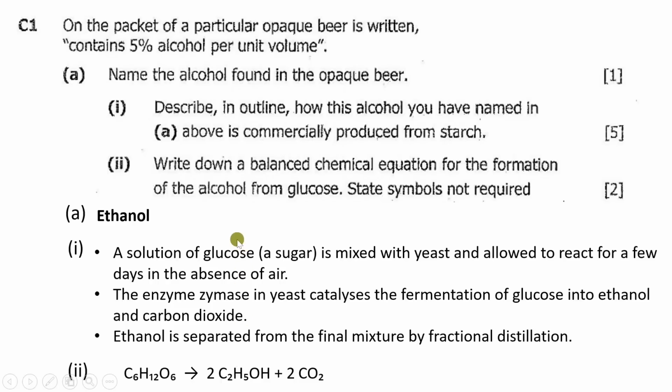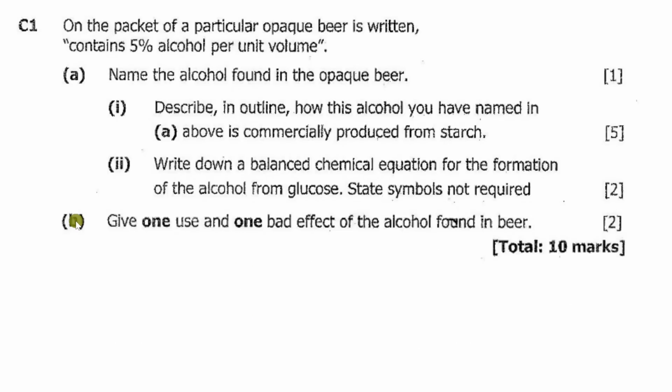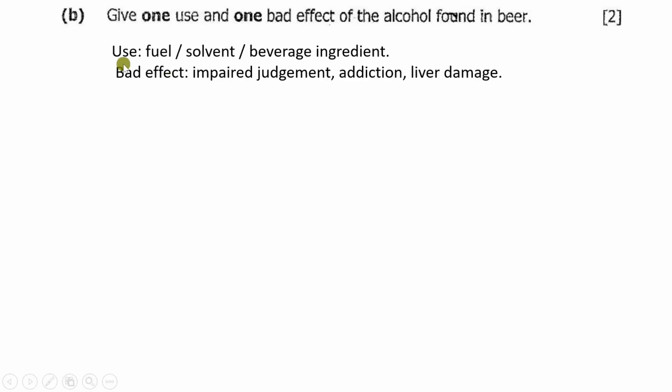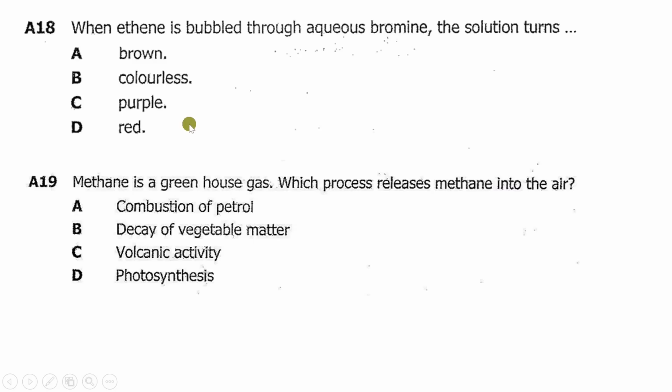Then we go to the other question here. B. Give one use and one bad effect of the alcohol found in beer. So we'll answer it that way. Use: ethanol can be used as fuel or solvent or beverage ingredient. Bad effect: impaired judgment, like people when you drink it, addiction, or liver damage. Okay, that is all.